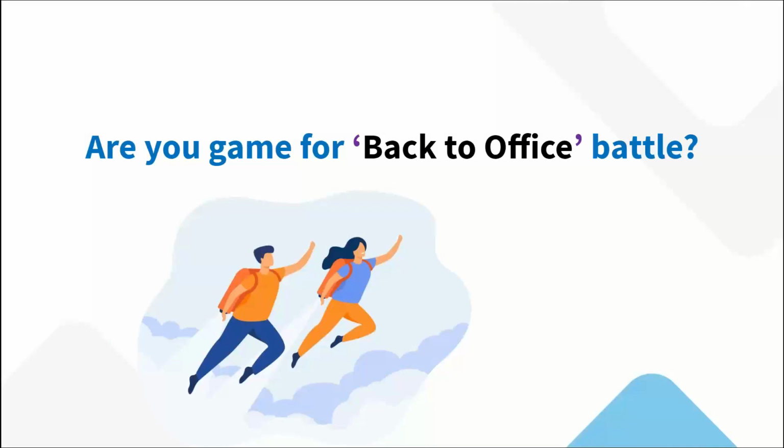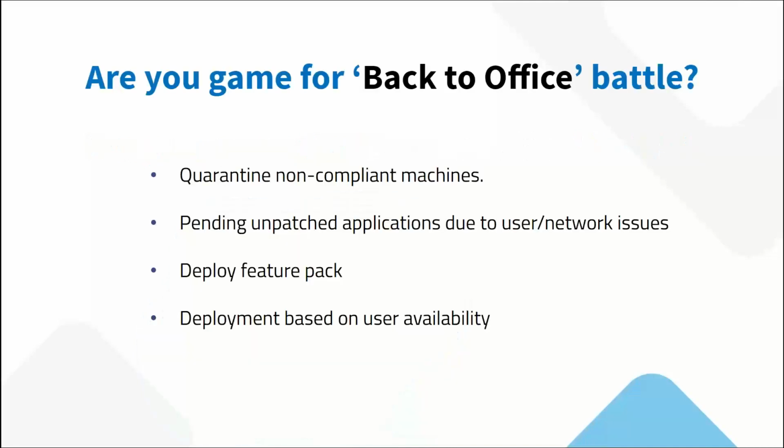Now, the next scenario is back to office. There are certain things that an administrator should look for when the machines are back to office. You can verify the quarantine and the non-compliant machines, update the unpatched applications, and deploy the feature pack if they're outdated, because you might not have deployed the feature pack when the machines were in work from home, as it's a large upgrade package, and deploy updates based on users' availability. We are going to discuss these situations one by one.